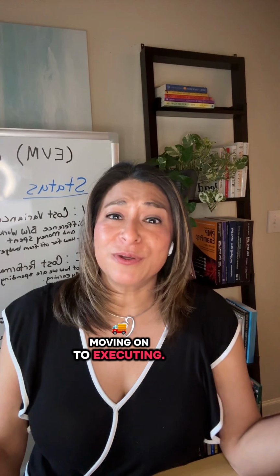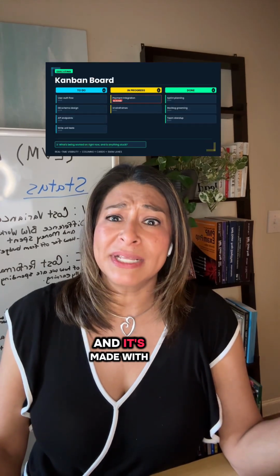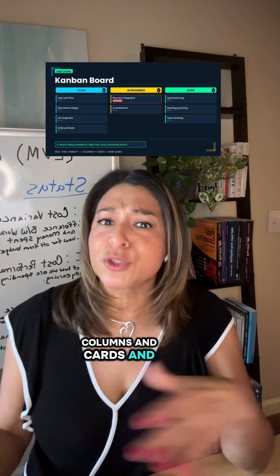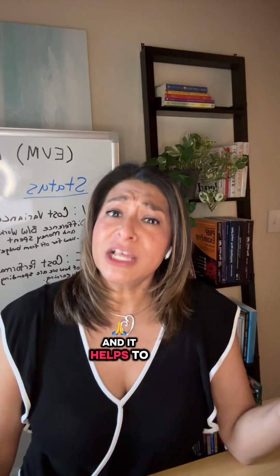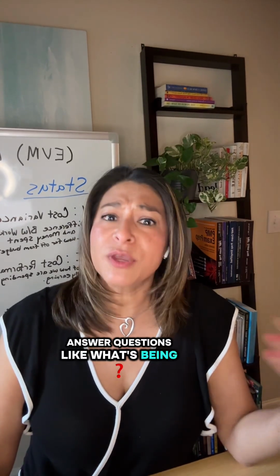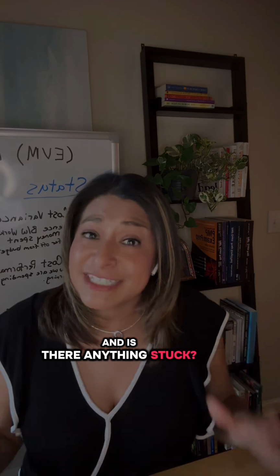Moving on to executing, and we've got the Kanban board, and it's made with columns and cards and swim lanes, and it shows to do, in progress, and done. And it helps to answer questions like what's being worked on and is there anything stuck.